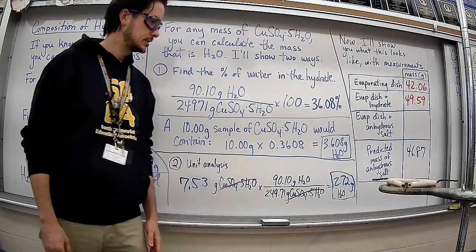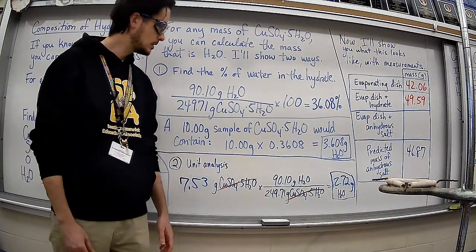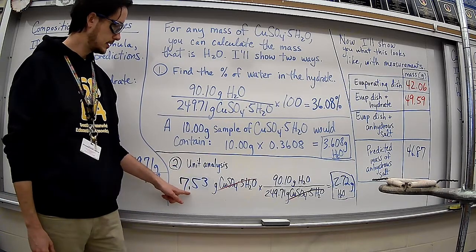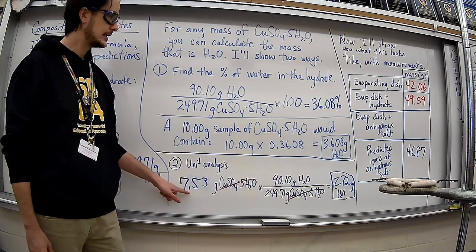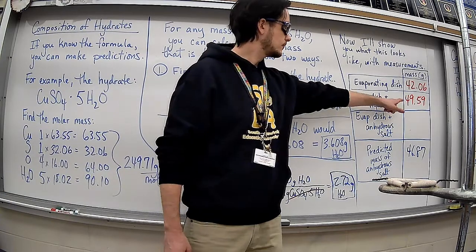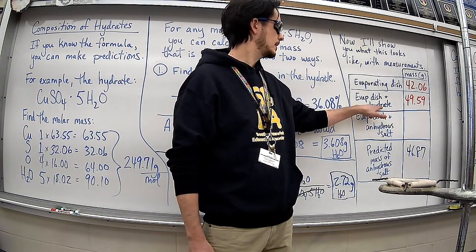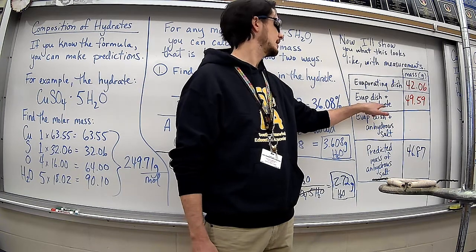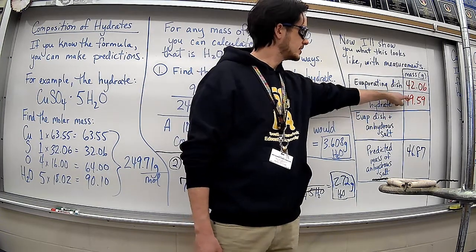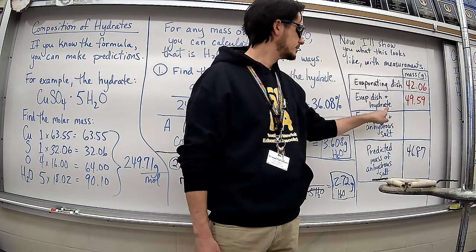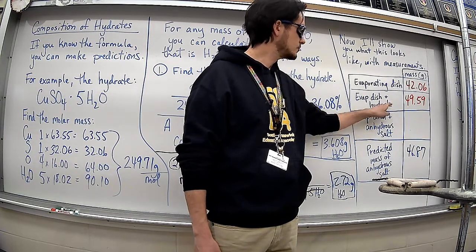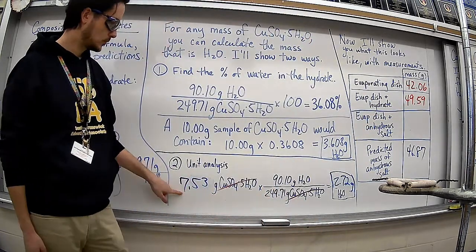All right, so this is part two, continued. And just a reminder, from the very end of the last video, we found out the mass of this hydrate, the copper 2 sulfate pentahydrate. We found the mass by subtracting the mass of the evaporating dish from the evaporating dish plus hydrate, and we got 7.53 grams.